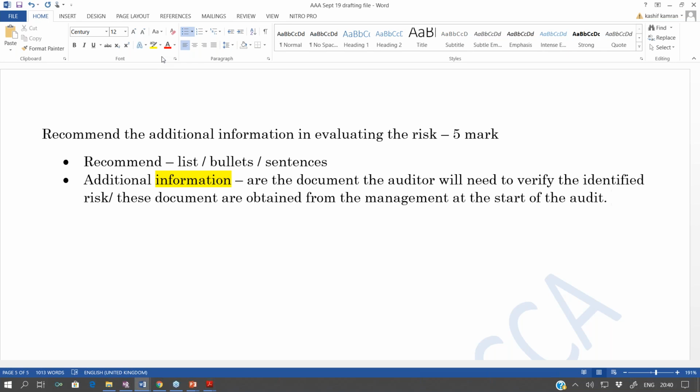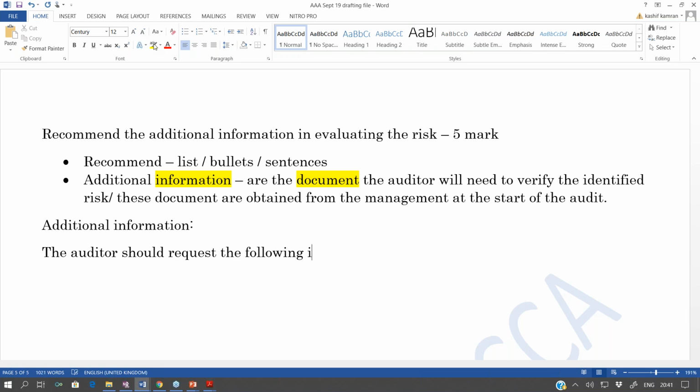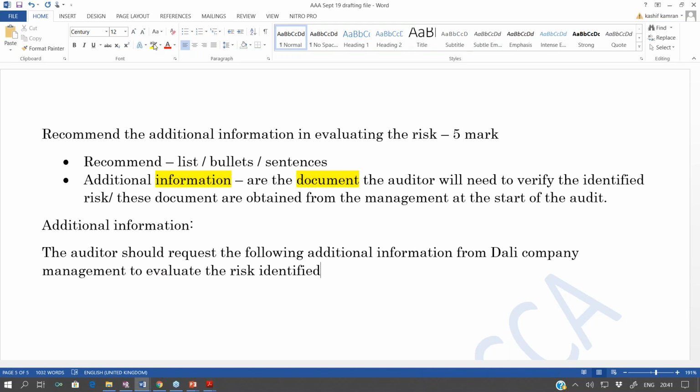Information, right? When you see information, information is something tangible. Information means a document. So when you are writing information in the exam paper, try to focus on a document which you need to verify the risk. Now, for example, I start writing additional information in the exam paper, right? And I say the auditor should request the following additional information from the Dali company management to evaluate the audit risk, to evaluate the risk identified. Now, you know the risk, you have that at the back of the mind, right?